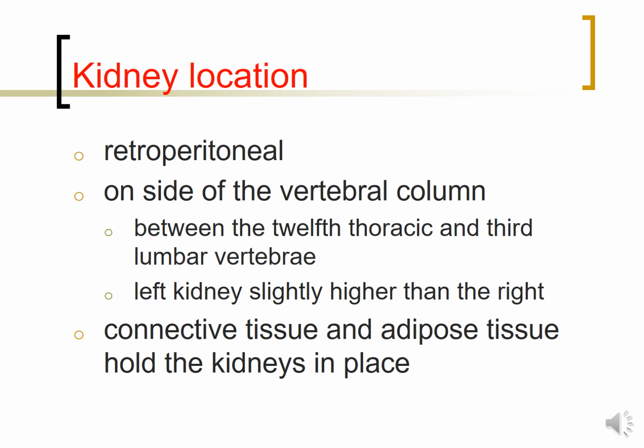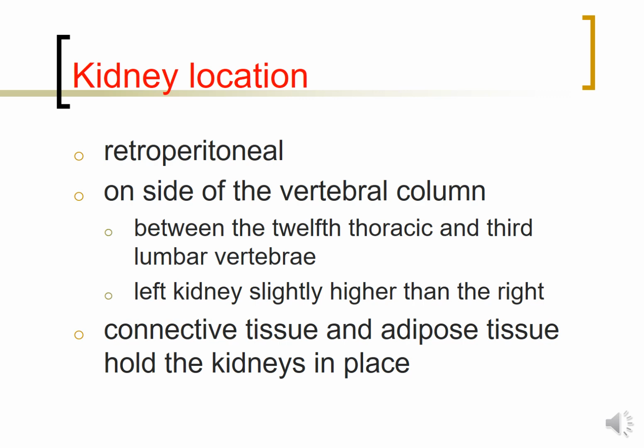Remember from Chapter 1 when we discussed serous membranes that the peritoneum is a double-layer membrane that encloses many but not all of the abdominal organs. The kidneys are located posteriorly to the peritoneal membrane.